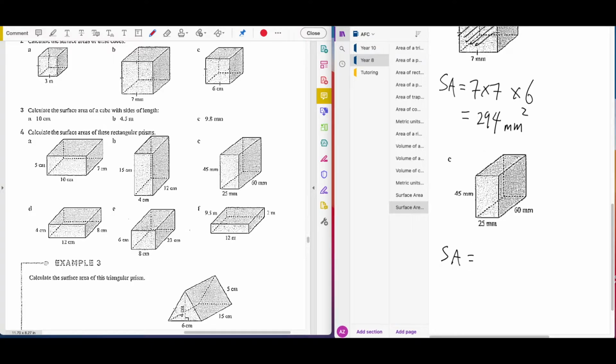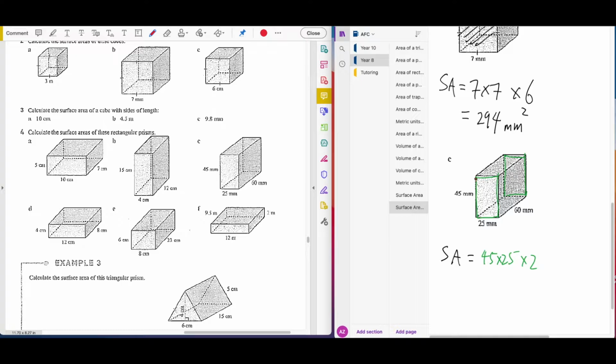Now, what I'm going to do first is I'm going to find the area of the front face and the back face first, okay? Because we know that the front and the back are going to be identical for a rectangular prism. So how do we find the area of the front face? Well, as you know, it's a rectangle. So to find the area, you just do length times the base, right? So 45 times 25. That's the area of the front face. Now we have to multiply this by 2 because there are 2 of these faces. Right? So that's the front and back sorted.